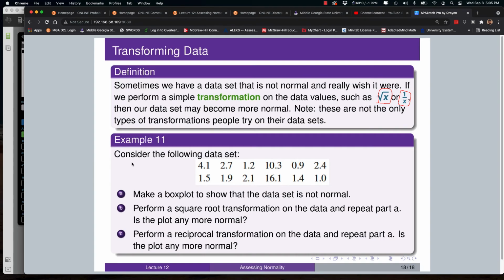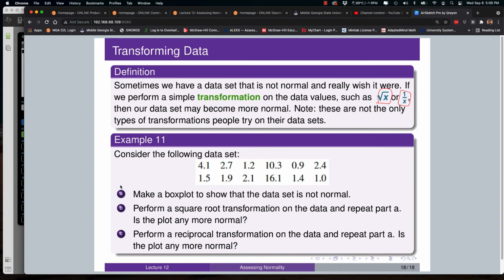These are not the only transformations that are possible. In a regression class, you'll probably learn there's a few more because this gets done a lot in regression analysis. But if we take the example below that I have, let's just take this data set and make a box plot of it just to see how not normal it is.